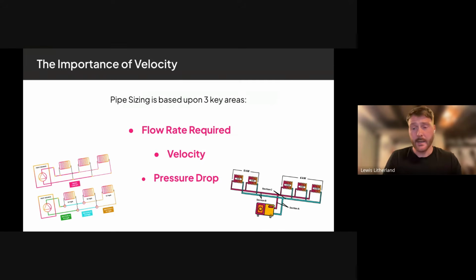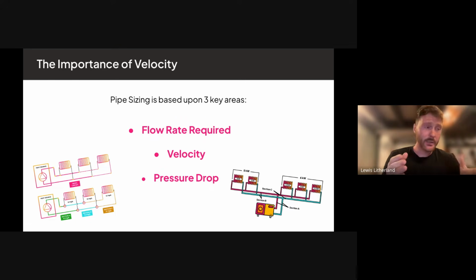Brilliant. And then again, more importance of velocity for the real world is, obviously, pipe sizing. This is why we're going into this now. This is why it's important. And pipe sizing is based on 3 areas. It's the flow rate required, which we did last week. So that's why we do our heat loss calculations first. We need to know how much energy we need to put into a certain place, and that's why flow rate is so important. Next point is velocity, which is this module, which we're going to cover. And then next week's module, as I mentioned, is the pressure drop. And that's what pipe sizing comes down to.